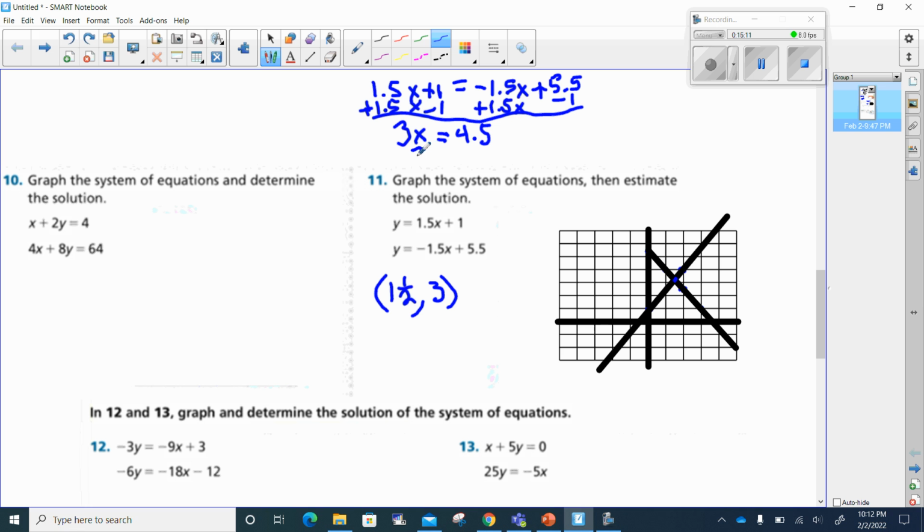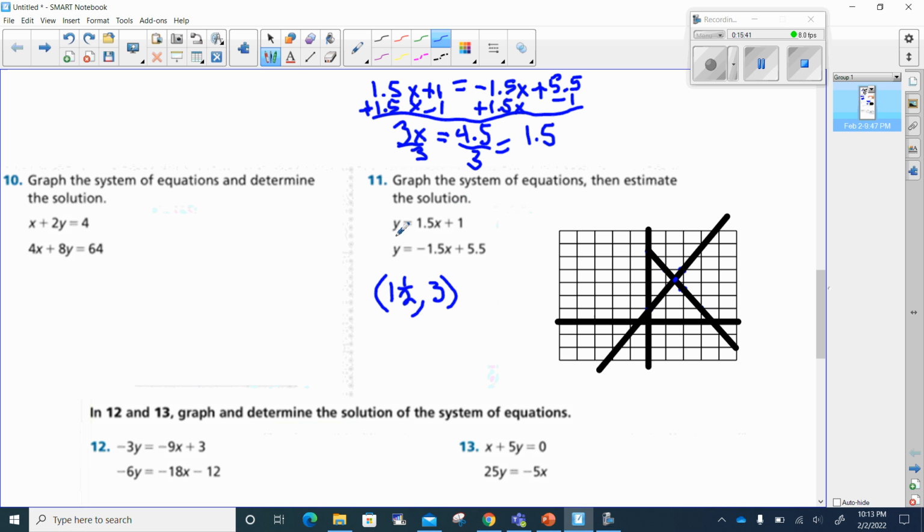Now I will divide by 3 to get x by itself. And now I have to figure out what 4.5 divided by 3 is. That's going to equal 1.5. So we were correct in thinking this is 1.5. Now that I know that, I can plug 1.5 in for x and solve for y.